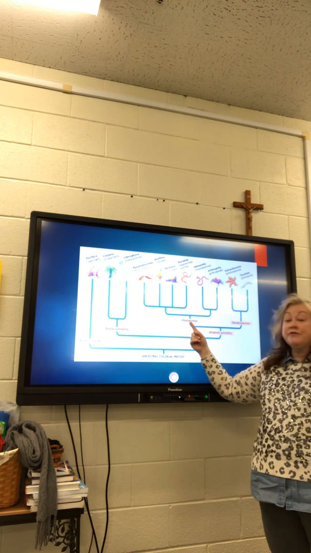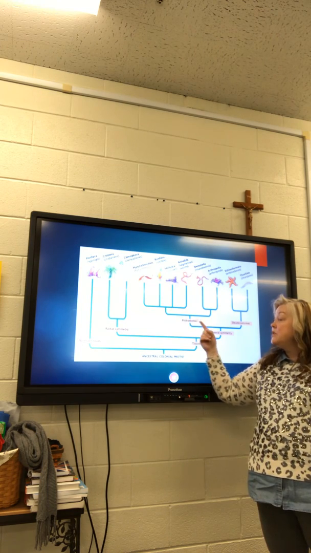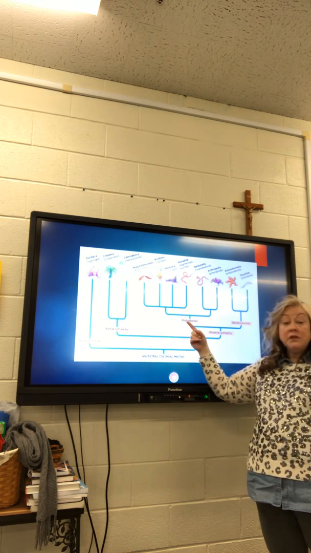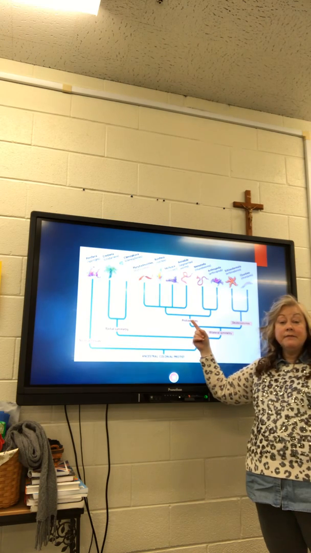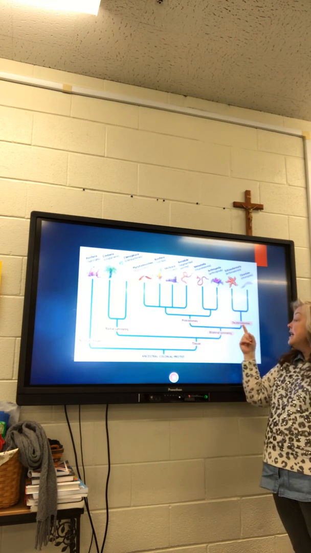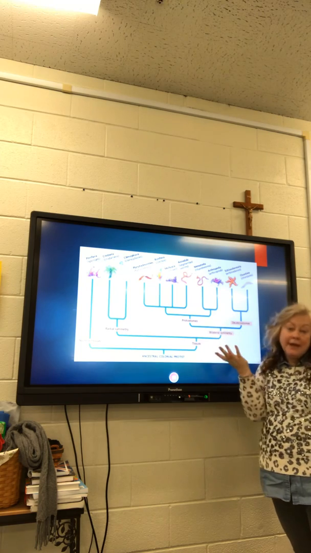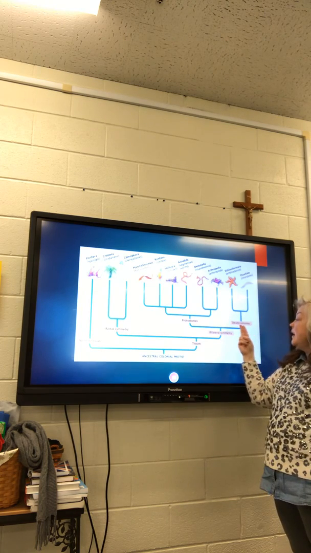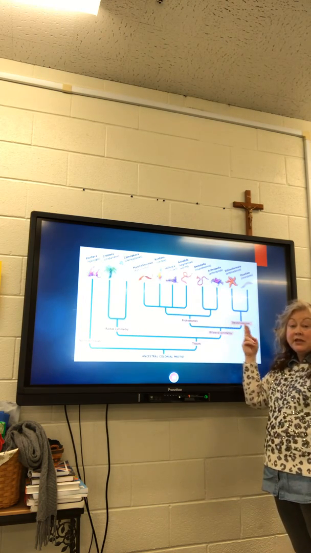But pro means first, stome means mouth. These organisms develop their mouth first in their digestive tract and then their anus. And then deuterostomes, dip means two, stome again meaning mouth. These are the ones that develop their mouth second in their digestive system.